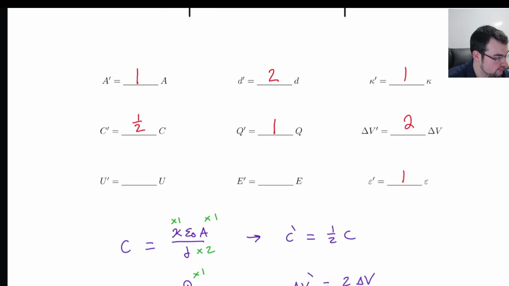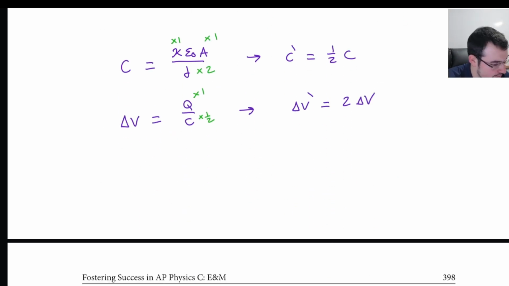So that means our E field actually does stay the same too. We can reason that because we didn't change the charge density or anything, and we can use delta V equals ED. I think we'll actually just write that down here explicitly. So we also know that delta V is equal to ED. So if we doubled the voltage and doubled the distance, that means that our E field did not change.